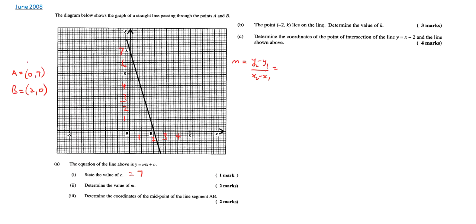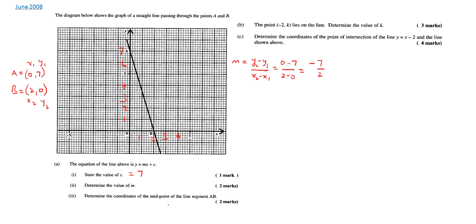So we can label A as x1, y1, and B as x2, y2. Therefore, if we substitute into the formula for gradient, it will be 0 minus 7 over 2 minus 0, which will be minus 7 over 2. So the gradient is minus 7 over 2. So m is minus 7 over 2.